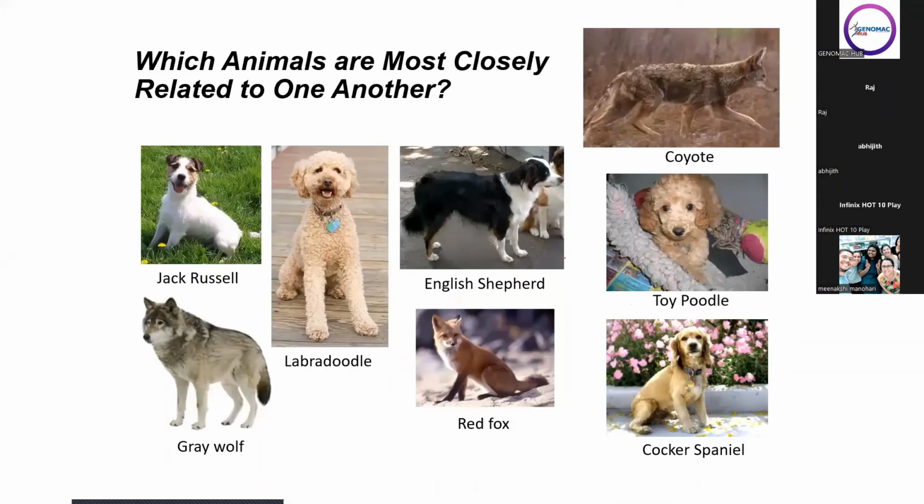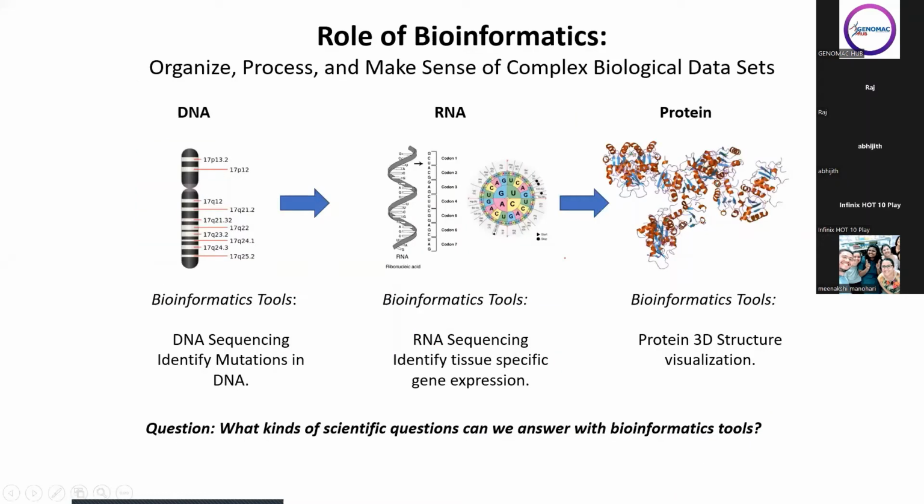This will also give the answer of why some animals or mammals are very closely related or different from each other. So the role of bioinformatics is to understand the biological central dogma. If we see, the DNA is transcribed and makes the RNA, and RNA then transfers the information in the translated form into the protein.